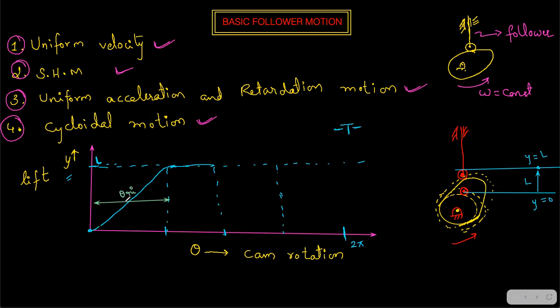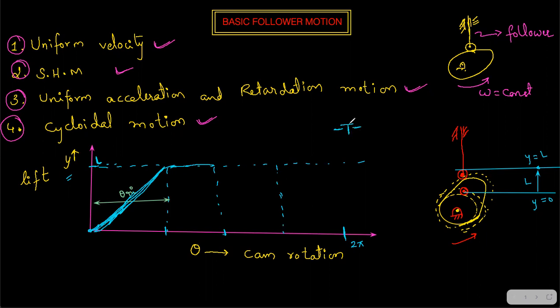So how is the valve opening? With some type of motion. Right now we are not saying whether it is simple harmonic, uniform acceleration, uniform velocity, or cycloidal, because due to that motion only, this curve will be decided. But we are taking a general curve just to understand the different types of motion. So using this curve means it will follow that type of motion, and the valve will rise.